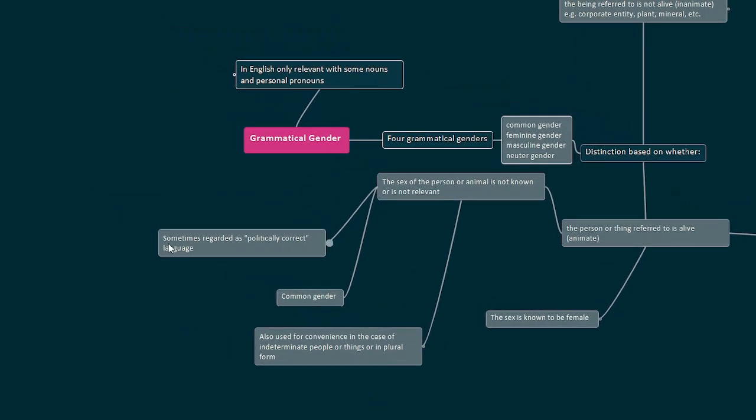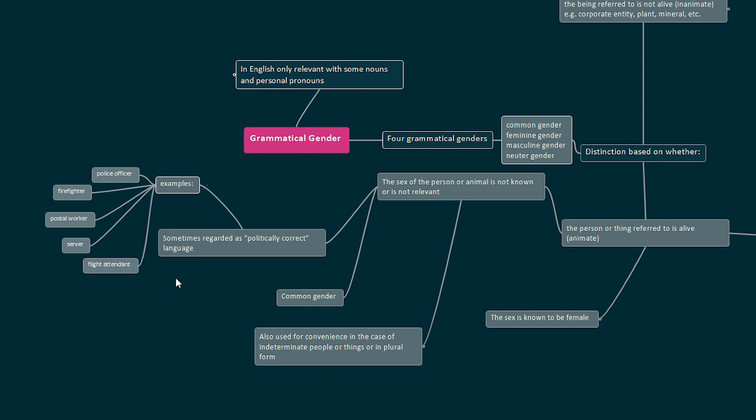Let's look at some of the politically correct examples of the common gender. So this is where we'll talk about a police officer instead of a policeman. We'll talk about a firefighter. We'll talk about a postal worker instead of postman. We'll talk about a server, where we used to have spoken about a waiter or waitress. And we'll also now talk about a flight attendant instead of a steward or stewardess.